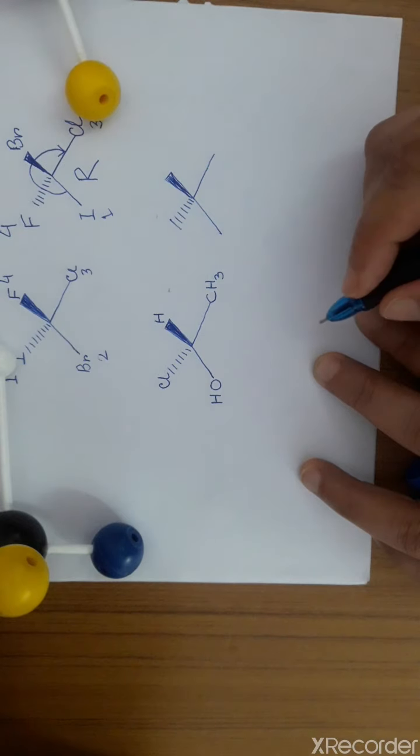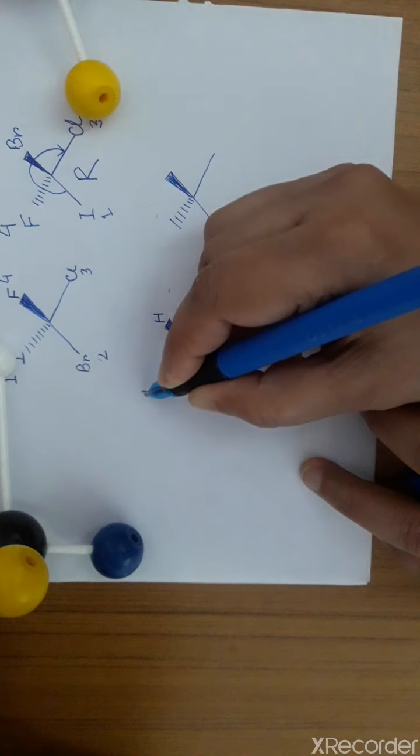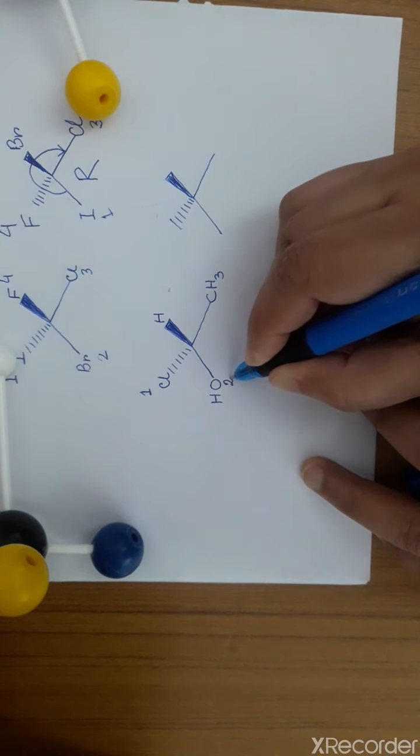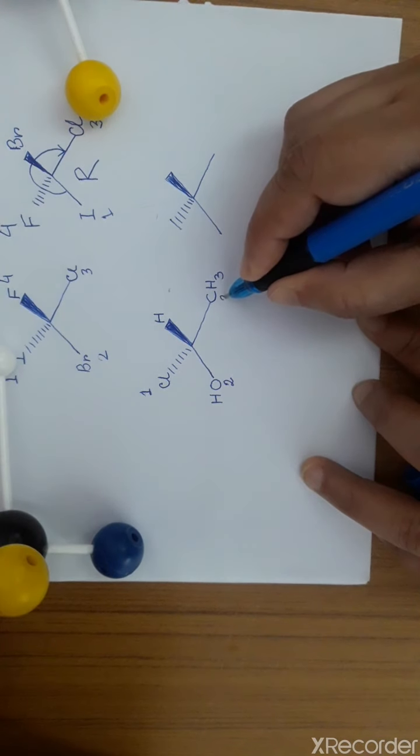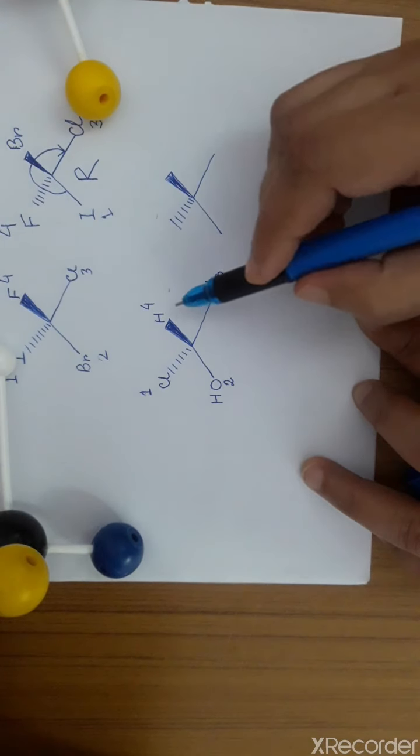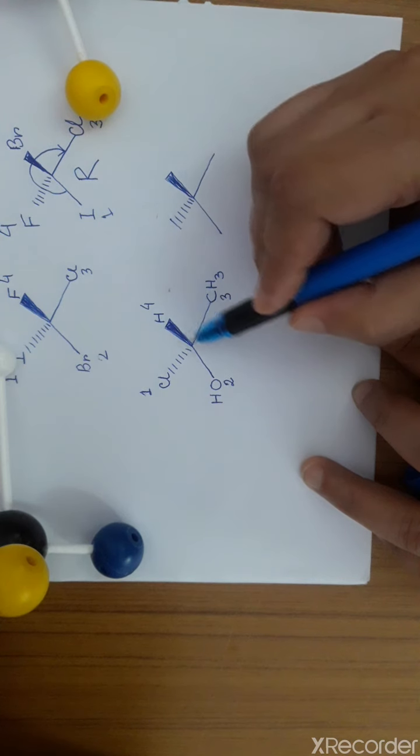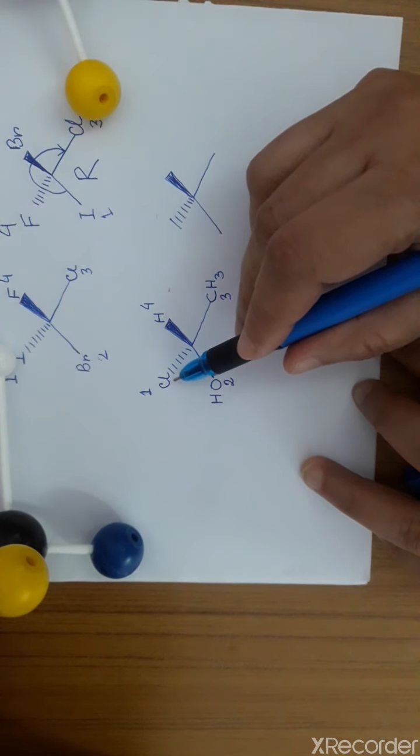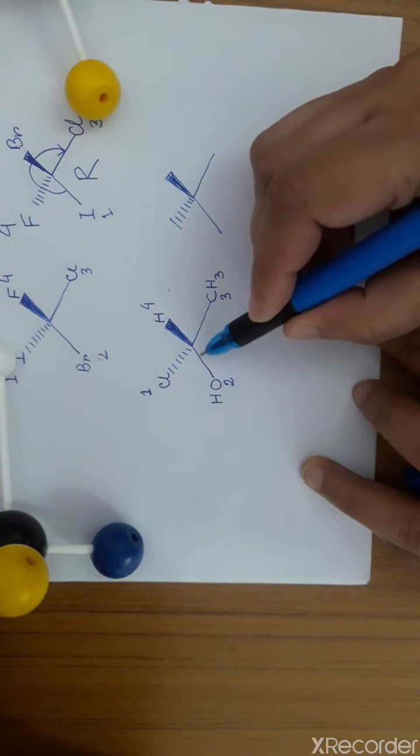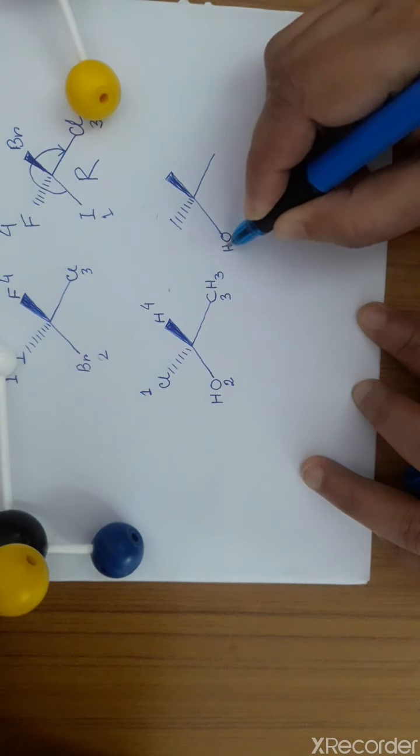Now, how to give the priority? Here, the chlorine will be the highest atomic weight atom, therefore it is 1. Then this is oxygen, right? Oxygen will get second priority. This carbon will get third priority, and hydrogen will get the fourth priority. Again, this group is above the plane, but according to CIP, this group should be away from the eyes, or it should be below the plane, right? Then what we will do? Suppose this time we'll make this bond fixed, right? Okay, OH will be fixed.